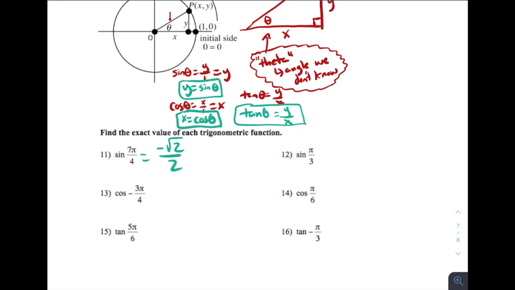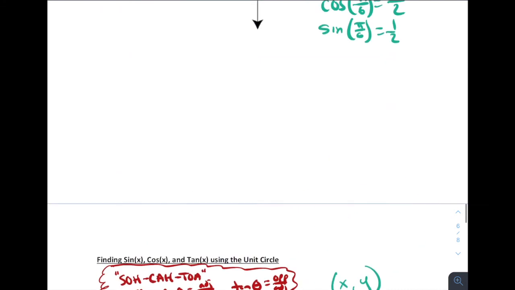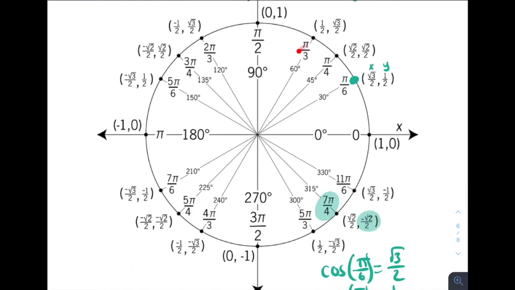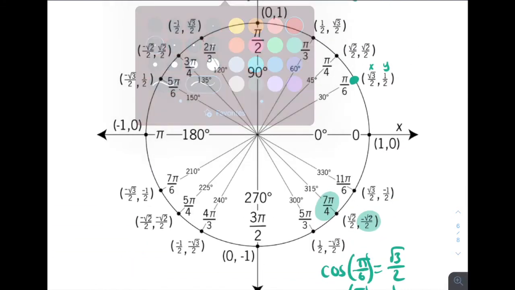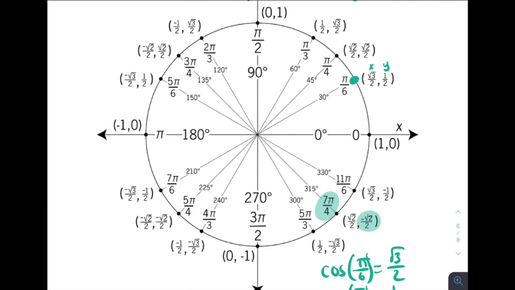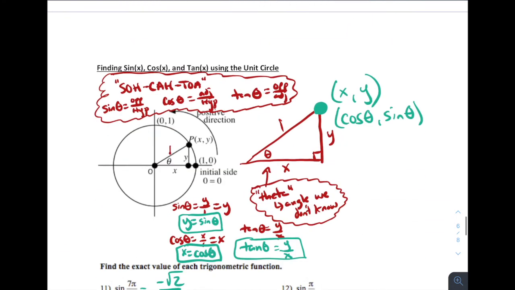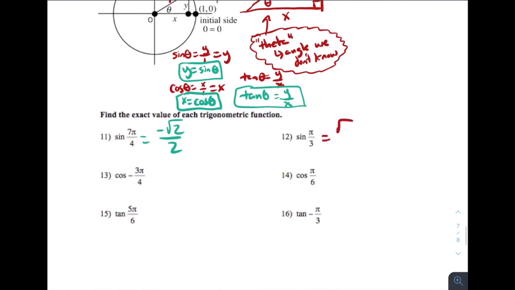What about sine of pi over 3 for number 12? Sine of pi over 3. Well, I'm going to go to pi over 3. That's right here. And we see that our sine is going to be the y value. So I'd be looking for that to be root 3 over 2, square root of 3 divided by 2.